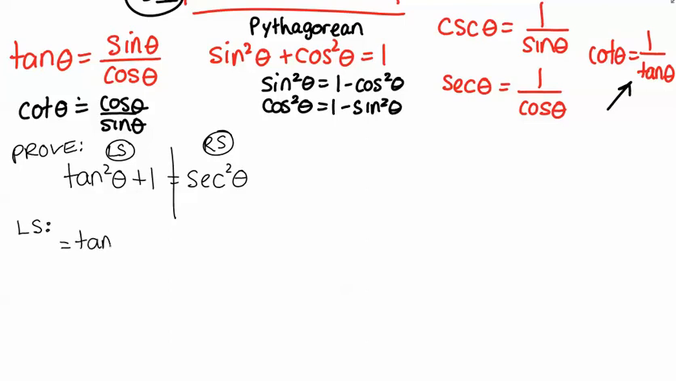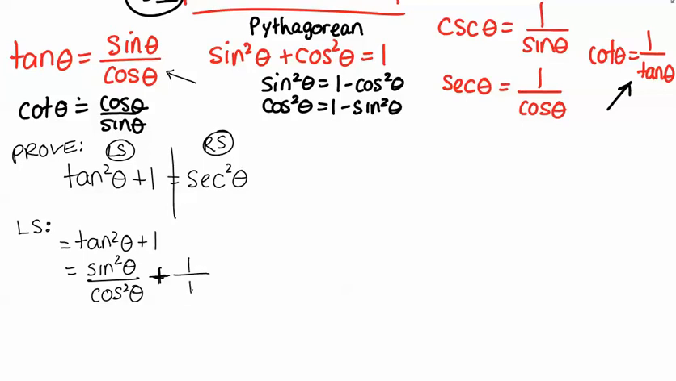So the left side is equal to tan squared theta plus 1. So we're just trying to think of, okay, what can we sub in for tan? Well, up here I see that tan is equal to sine over cos. And if you want to square them all, you can do that. So we can say that tan squared theta is actually equal to sine squared theta over cos squared theta plus 1. And then anytime you see a plus with two different things, it's nice if you could try to add them. So we want to make common denominators.